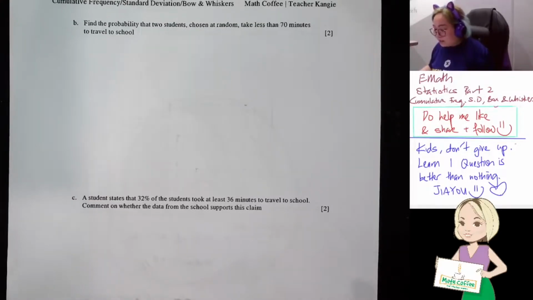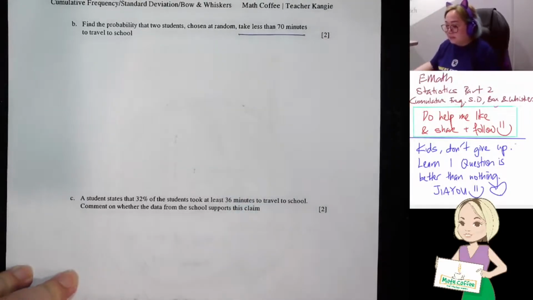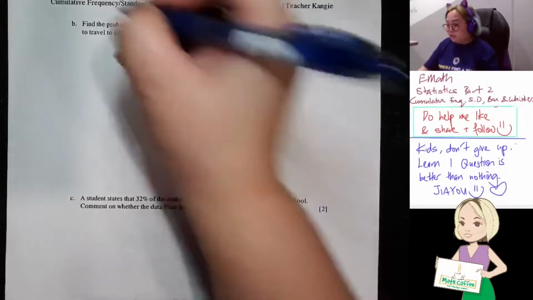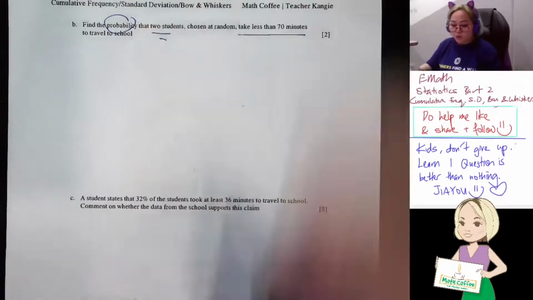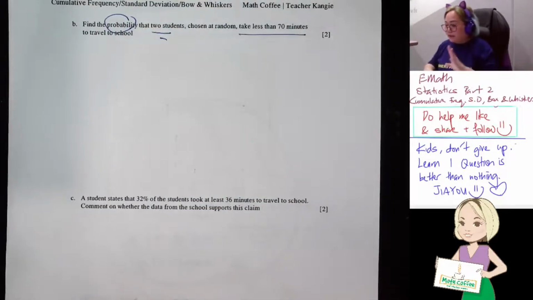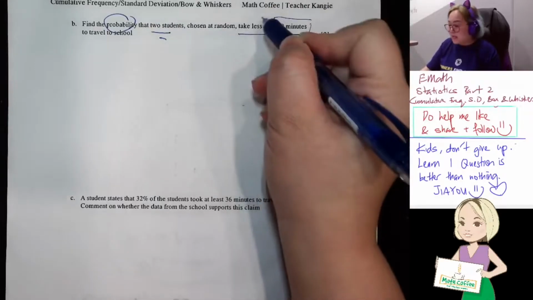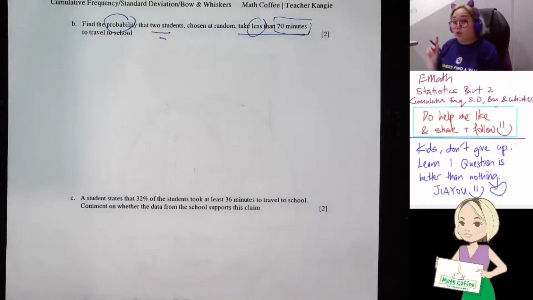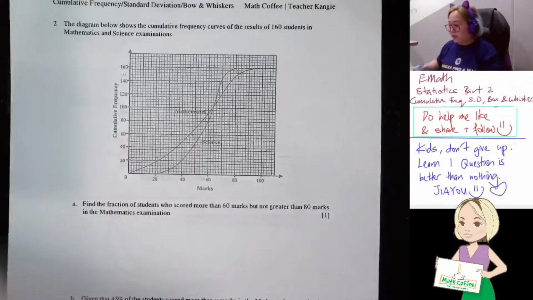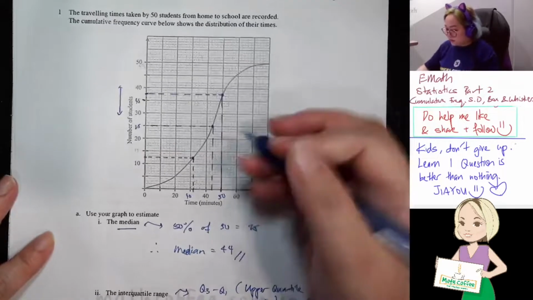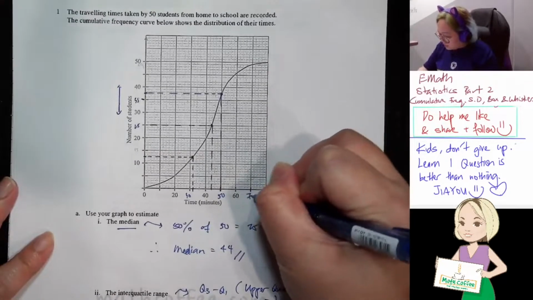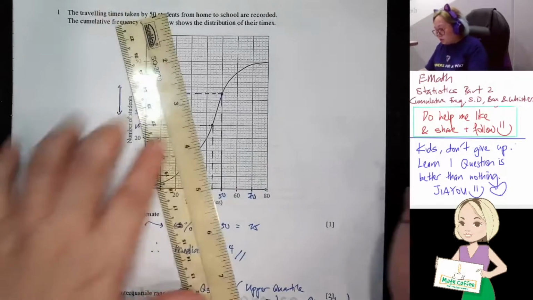So, find the probability that 2 students chosen at random take less than 70 minutes to travel to school. This is probability, and there are 2 students. So now let's go back and find 70 minutes. And the keyword is less than. You need to know whether it is less than or more than. That's very important. They say less than. So let's go to find 70. 70 will be here.